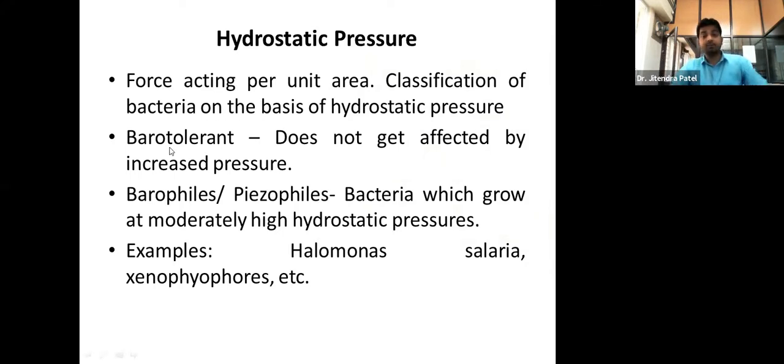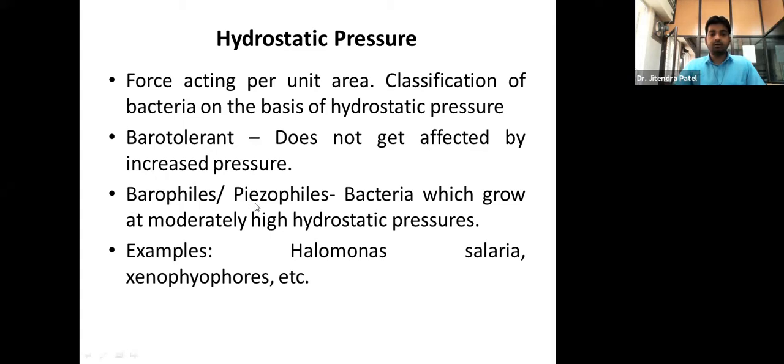Classification of bacteria on the basis of this: if you talk about barotolerant, what is barotolerant? The word tolerant is already attached, so it does not get affected by increased pressure. Baro means increased pressure, and tolerant means they are not affected, they can tolerate or survive that pressure.